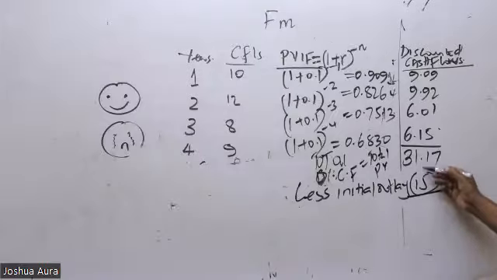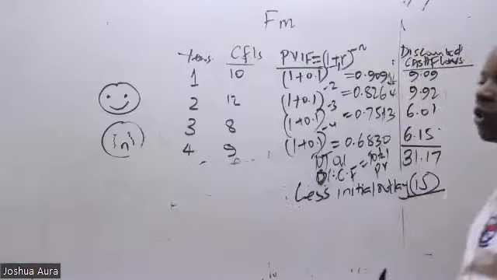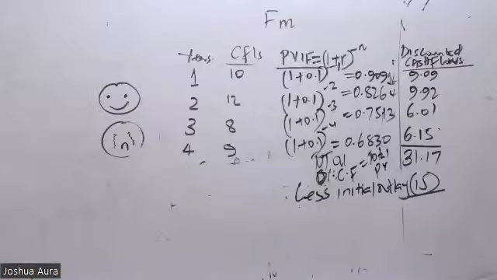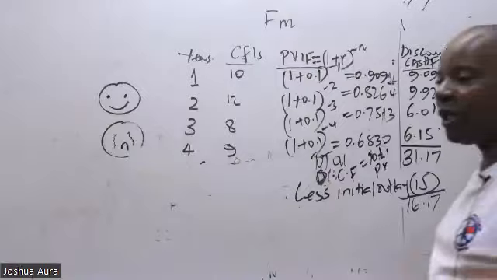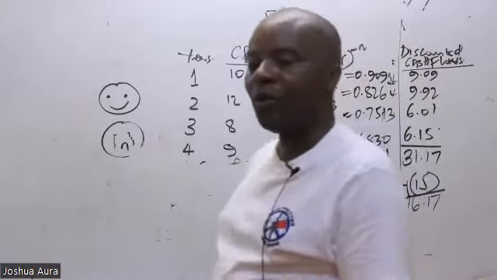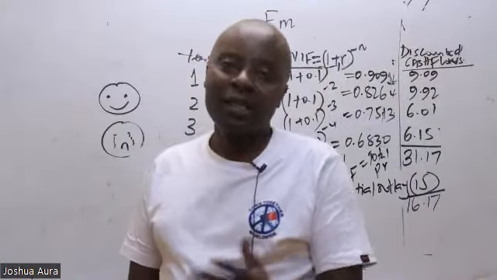So when you subtract, you'll be able to get a surplus or a deficit. So 31.17 minus 15 gives me what figure? According to Elish, it is 16.17. Thank you, Elish. Thank you, Lena. Thank you, everyone. Really, you guys are nice.